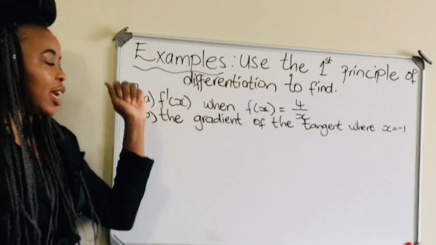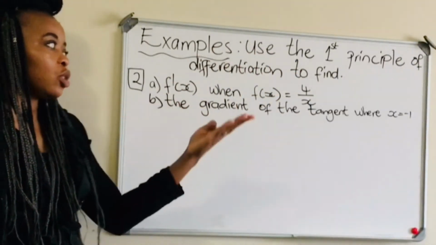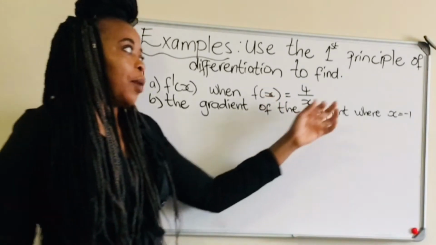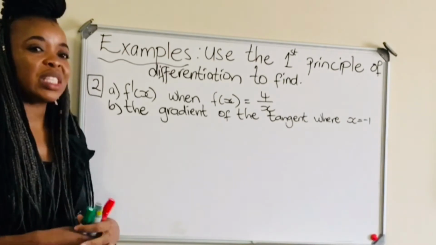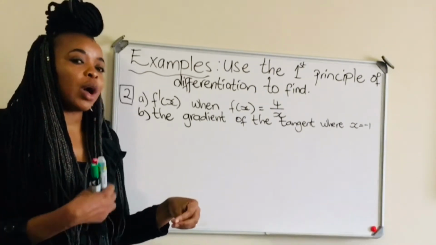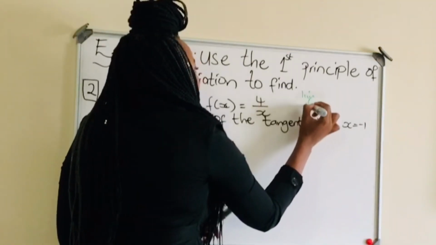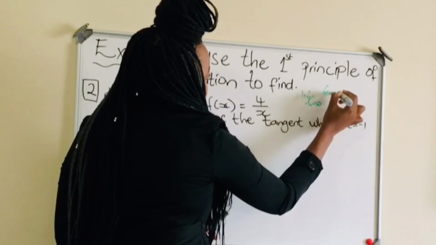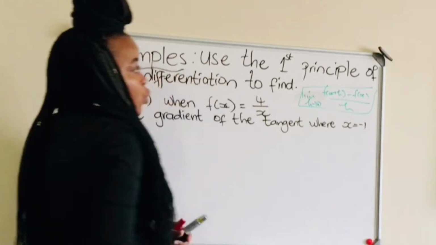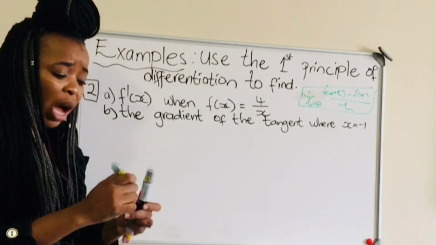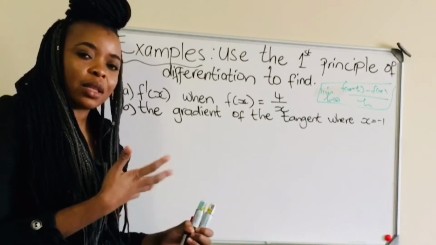For 2, we are still using the same question, but here we are finding f prime of x when the function is f of x equal to 4 over x. And in B, we are still going to find the gradient of the tangent, but this time x is equal to -1. Some of us confuse ourselves when we see something slightly different. But remember, what you are applying is the same method. If I know I need to use the limit as h goes to 0 of f of x plus h minus f of x over h, I'm going to use that regardless of how ugly my function may look. If I have a fraction, I'm going to apply the knowledge I have of fractions.